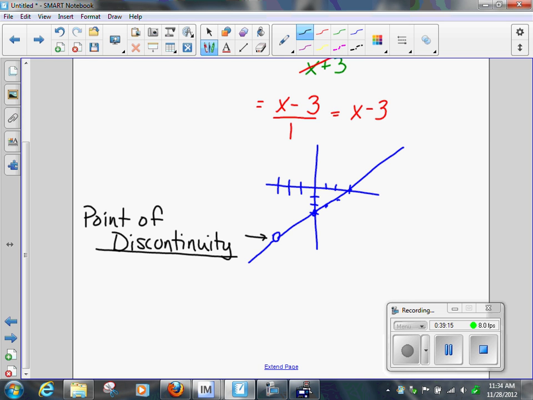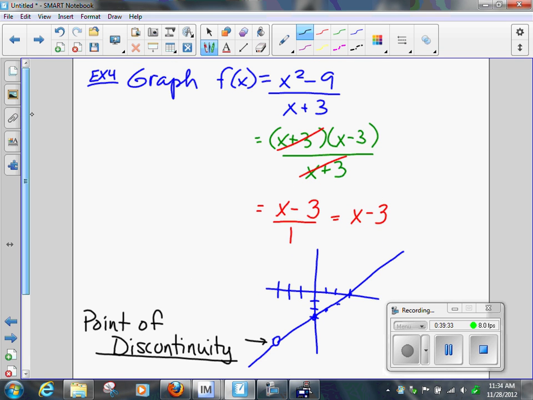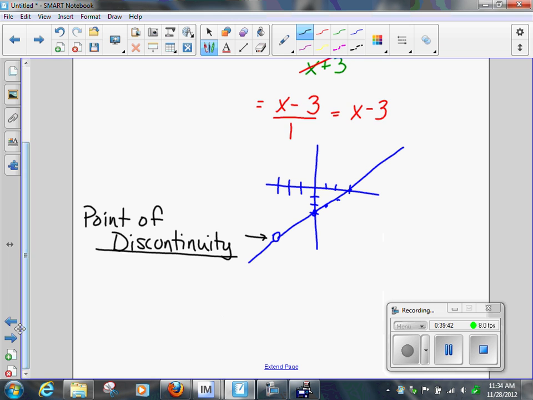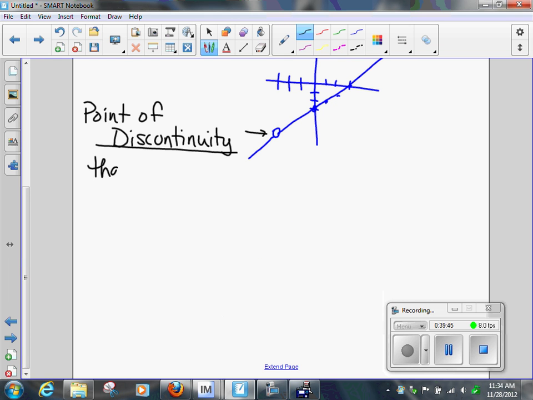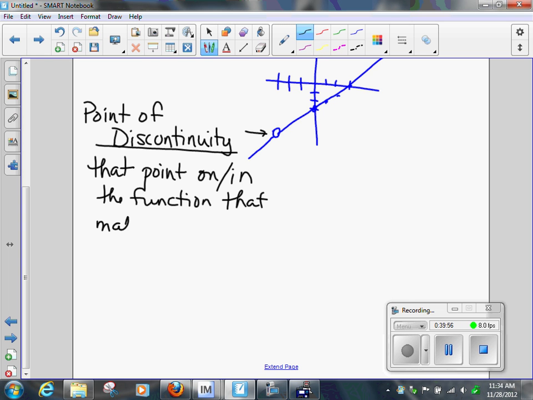How are you going to know that you get one? Because if it were me, would y'all think to look at the table if it were a straight line? I wouldn't. But what would be the clue? When I find where this function is undefined, okay, actually let me write it right here. The point of discontinuity is that point on or in the function that makes it undefined.